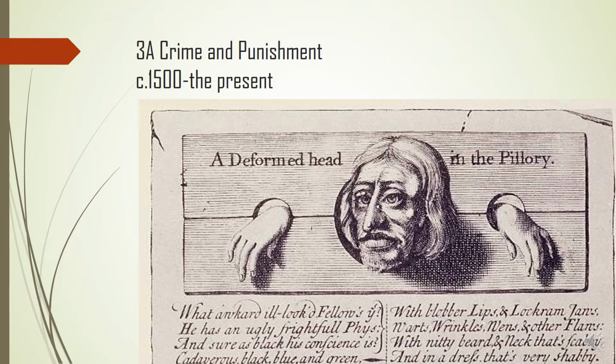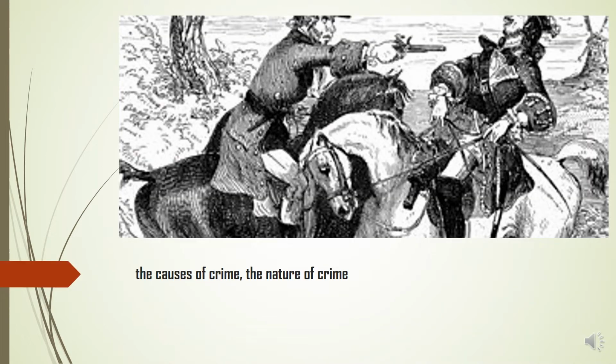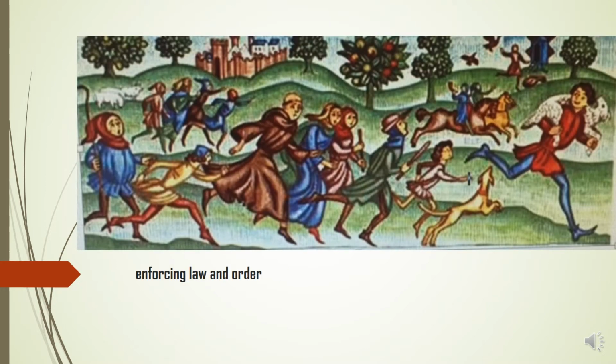In Year 9, we look at crime and punishment from 1500 to the present day, a big span of history. This is the famous writer Daniel Defoe in the pillory for saying something that upset the government. We look at the causes of crime and the nature of crime, a couple of 18th century highwaymen at work here. We look at how law and order has been enforced.